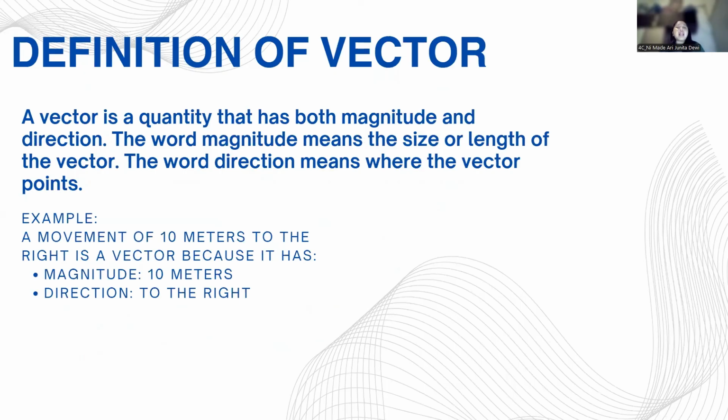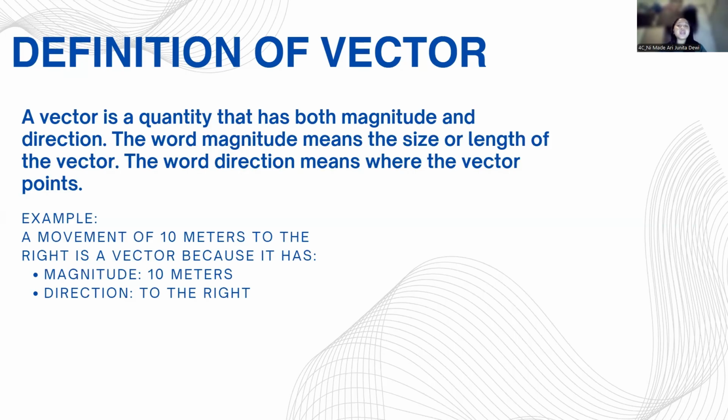And now, let's begin with a simple situation. Imagine that a student walked 5 meters to the east. Now I have a question for you guys. Is it enough if we only say 5 meters, or do we also need to know the direction? Please think about it for a moment. What do you think, guys?